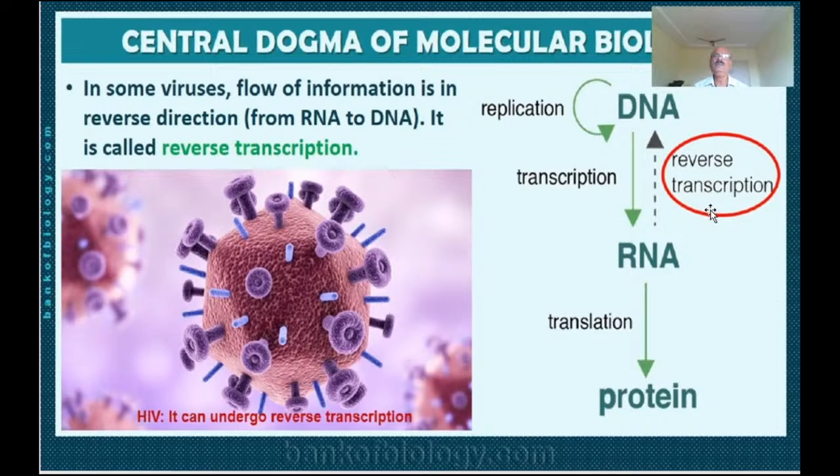Whereas in translation, according to the information of RNA, protein will be synthesized. So, in normal central dogma, from DNA, RNA will be synthesized. According to the information of RNA, protein will be synthesized. Whereas in reverse transcription, DNA will be synthesized from RNA in the presence of enzyme reverse transcriptase.